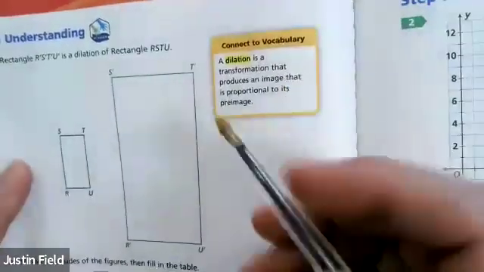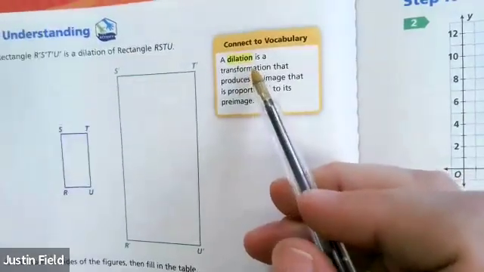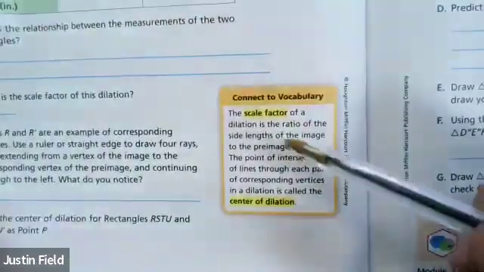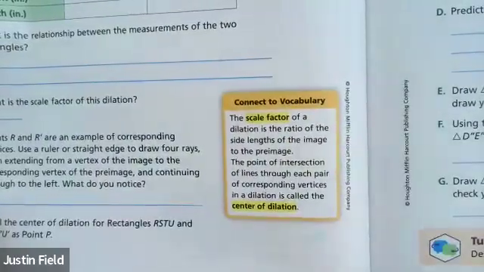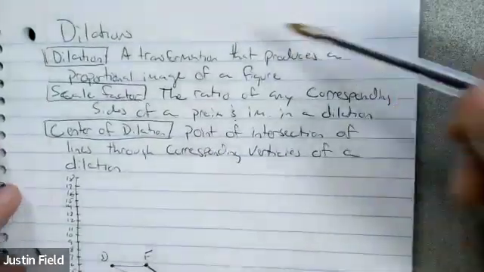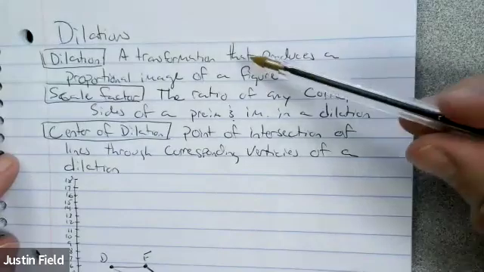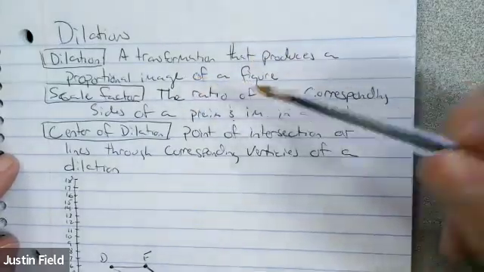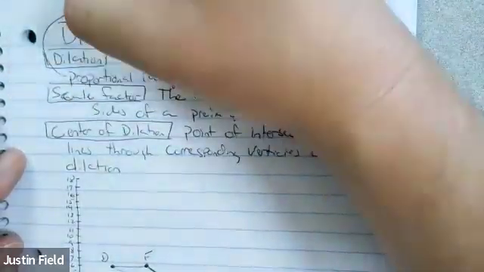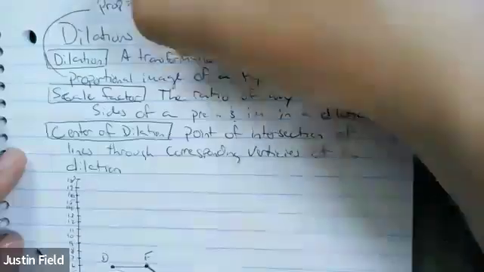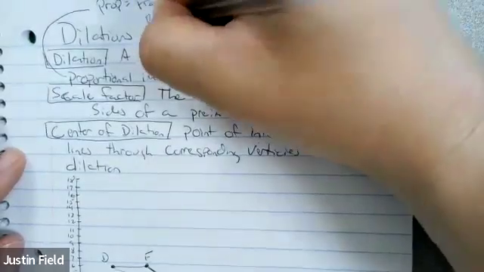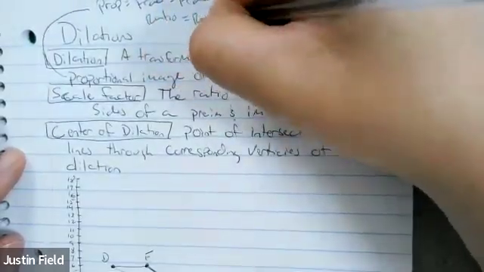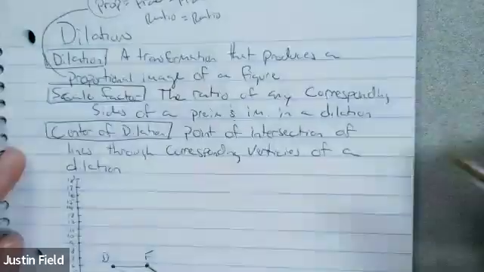But before we do that, we're going to need to write down some vocabulary: what a dilation is, the scale factor, and center. So let me pause the video and put these things in the notes so that you have them too. Okay, that was a lot of writing. So a dilation is a transformation that produces a proportional image of a figure. Let's just write a proportion. A proportion is a fraction equal to a fraction, or a ratio equal to a ratio. That's what a proportion is.